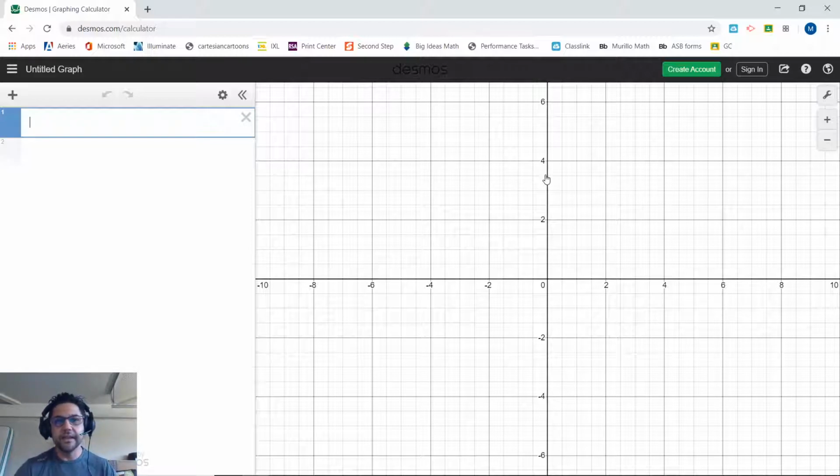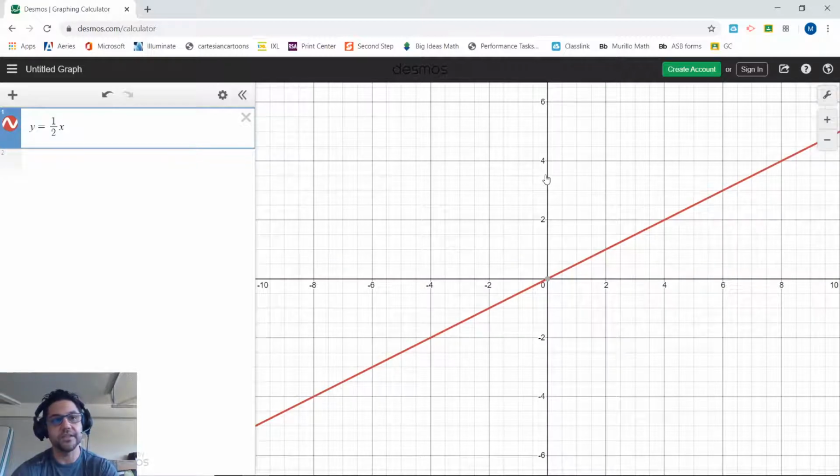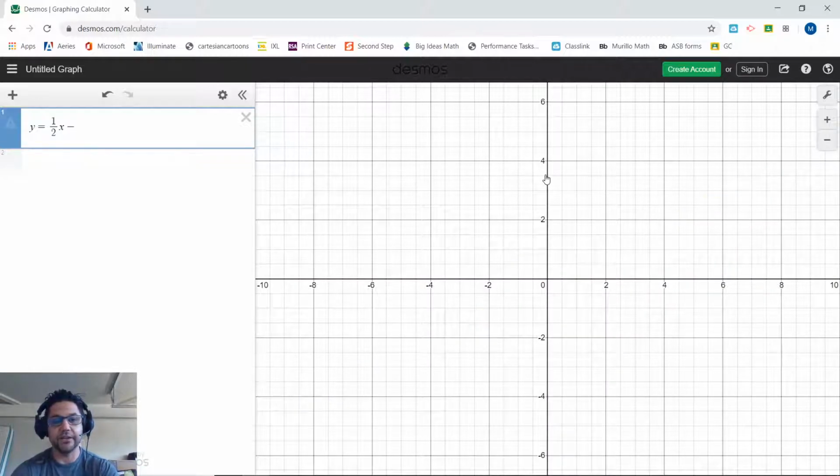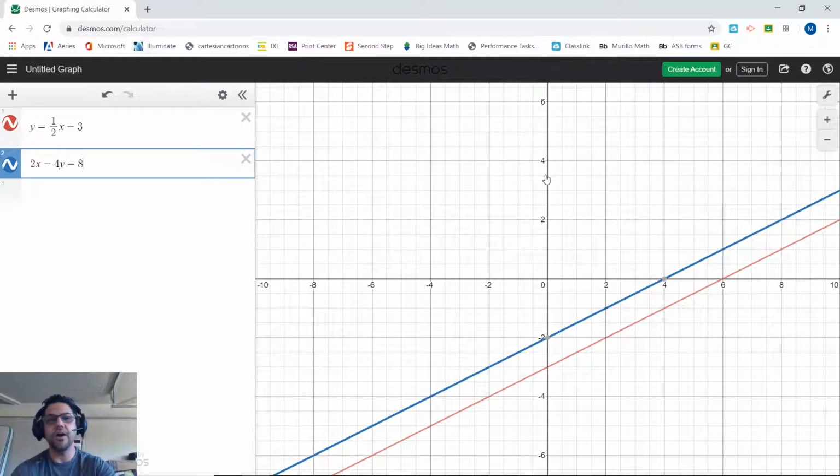So for example, let's say that our line 1 was already in the form of y is equal to 1/2 x, make sure your x is not at the bottom, goes to the side, and subtract 3. So line 1 was ready to graph. Now line 2 was maybe your intercept. So maybe that's 2x subtract 4y is equal to 8. Oh, wow, look at that. They are parallel. Therefore, it would be no solution.